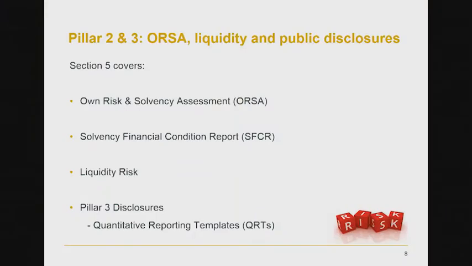Section 5.4 explores the final pillar of the regime, which has introduced greater transparency across Europe in terms of reporting and greater public disclosure. From a UK perspective, though, Pillar 3 disclosures has meant a loss of some of the granularity that we would be used to seeing in the PRA returns. In that respect, one could argue that there is less transparency.